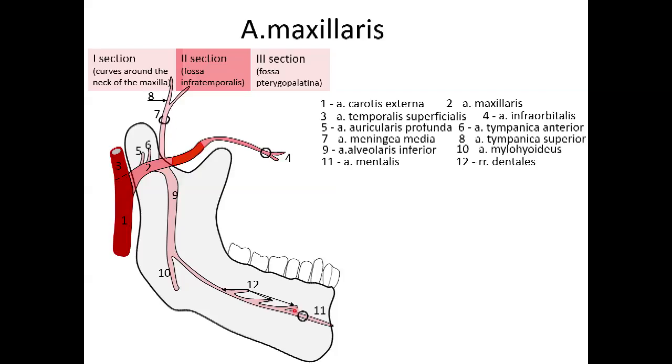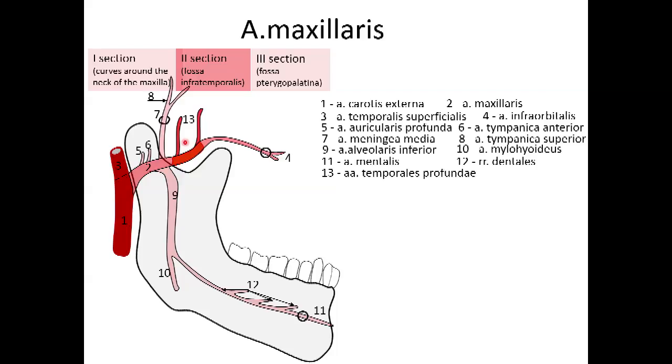And now we have finished the first section, and now the second section, number 13, arteria temporalis profunda. These vessels make blood supply to the chewing muscles, especially to the musculus temporalis.